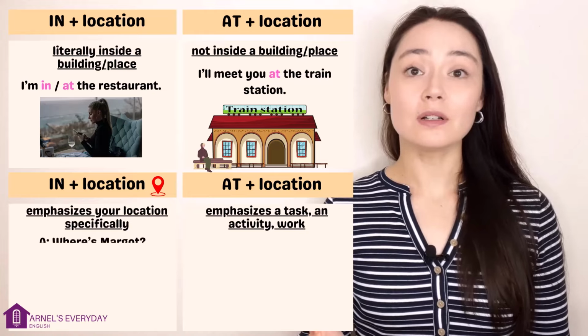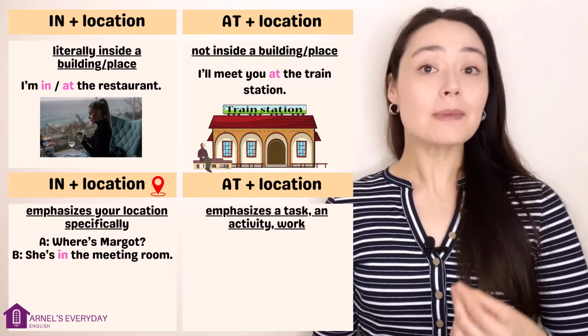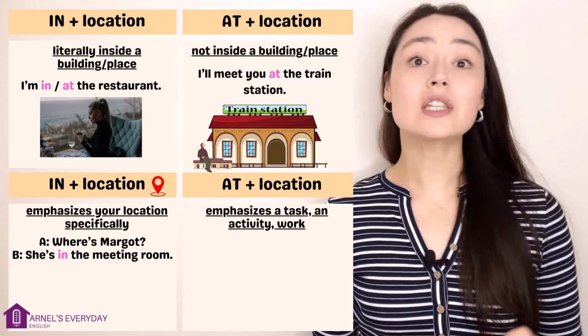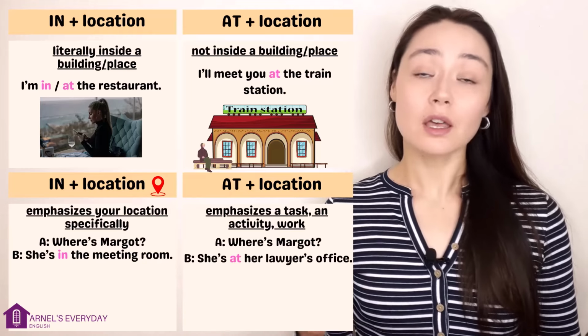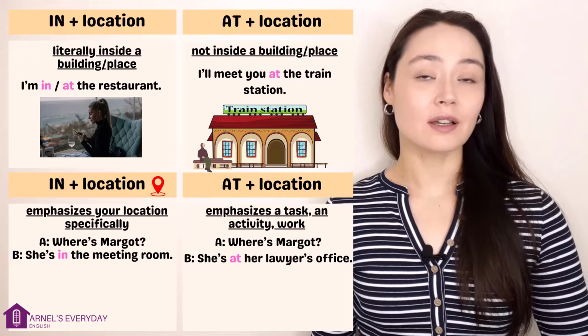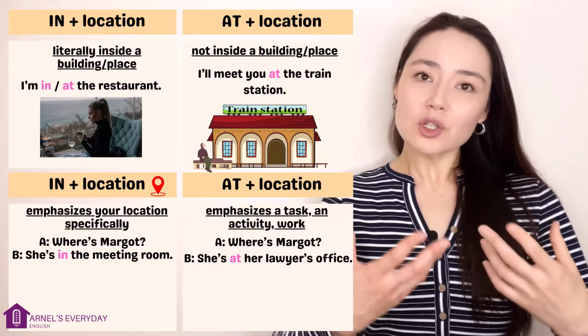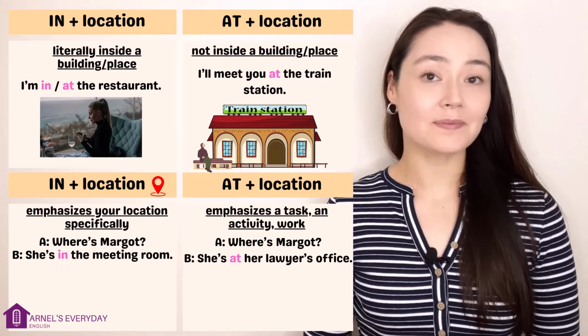For example, where's Margot? Oh, she's in the meeting room. I'm interested in her location. Where's Margot? She's at her lawyer's office. When we use at, there's a feeling that something is being done. Ooh, I hope Margot's okay.